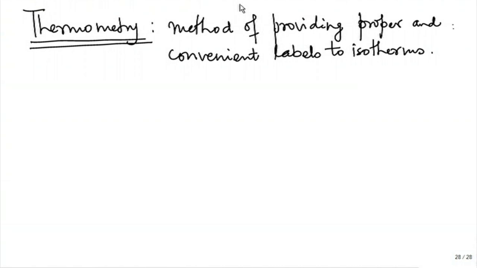Now, thermometry provides us a simple way to label isotherms or provide values of temperature and get rid of this arbitrariness. Although the arbitrariness does not totally go away, some sort of arbitrariness remains, and hence we have different temperature scales. For example, traditionally we know of the centigrade scale, now called the Celsius scale. We also have the Fahrenheit scale. To some extent, we still use it for medicinal purposes.